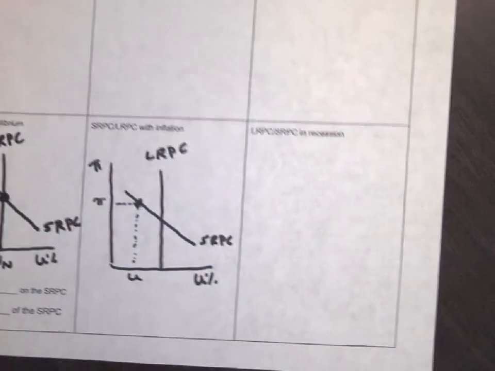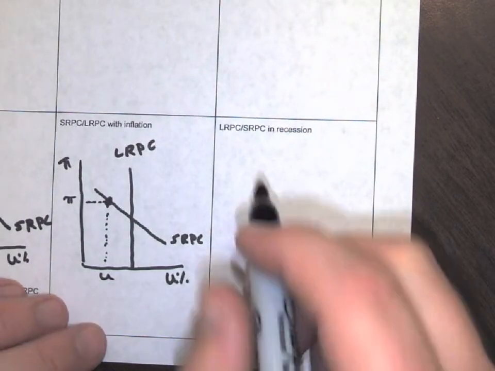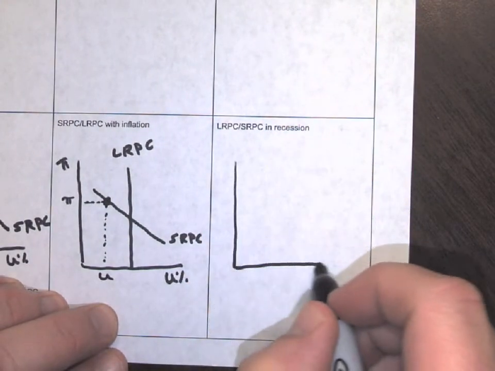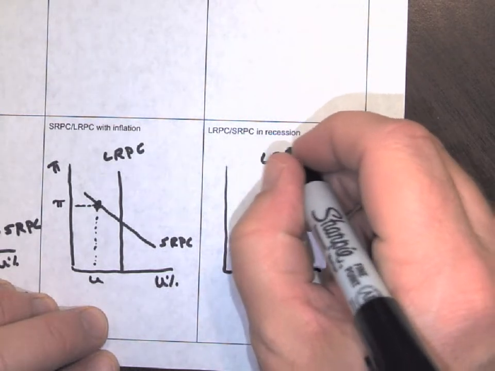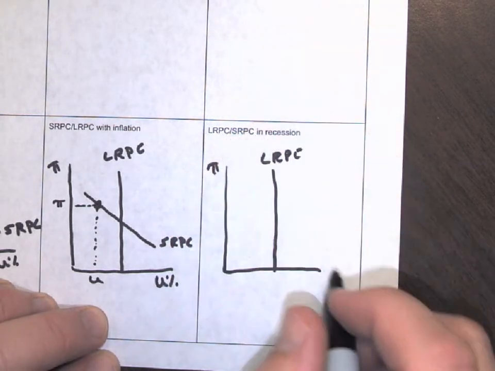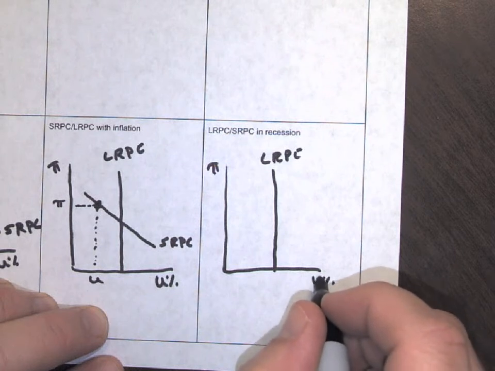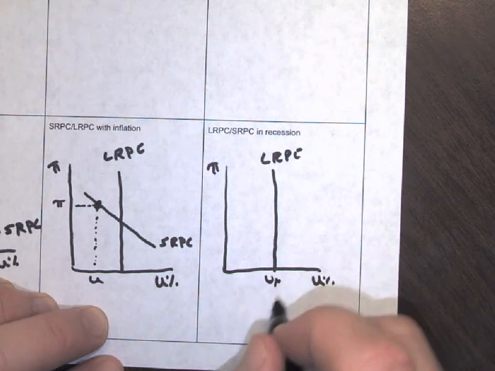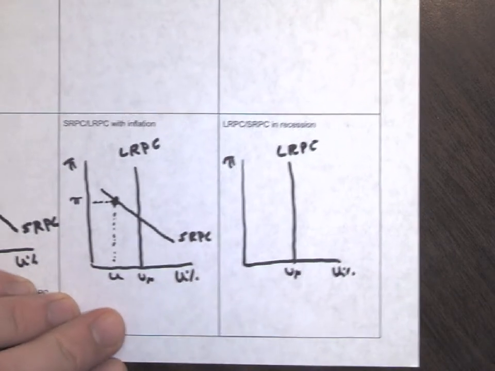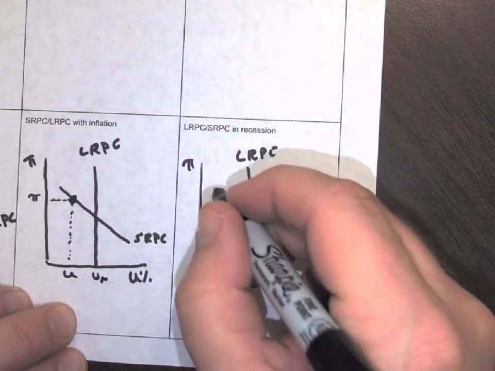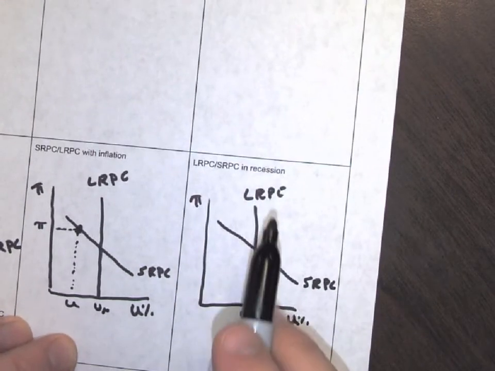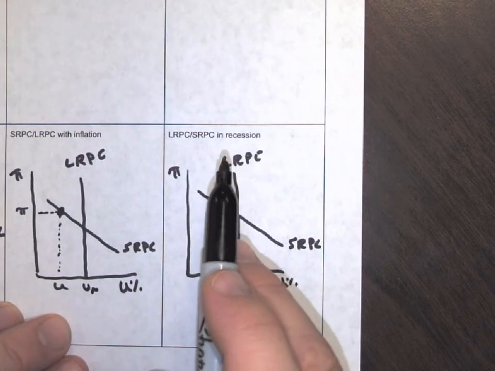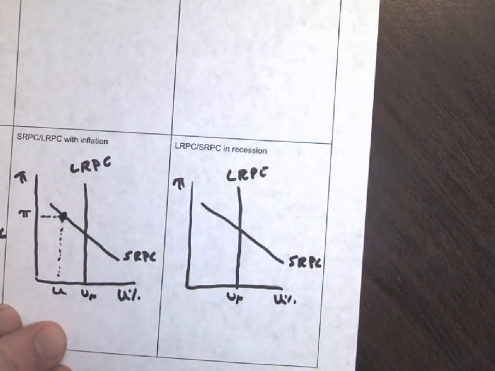Now, we can also set up a short-run Phillips curve in a recession by using the same kind of principle. Long-run Phillips curve. I forgot my label over here. Might as well add that back in. Alright, so now we have long-run Phillips curve and short-run Phillips curve in a recession.